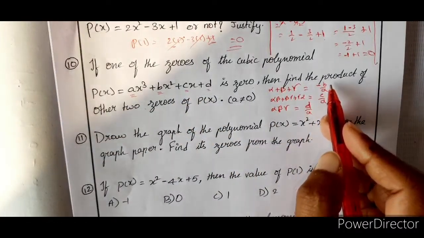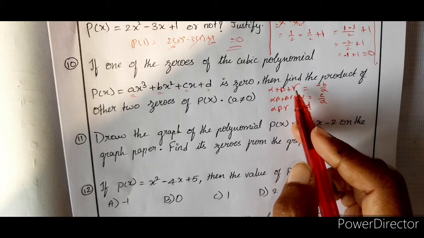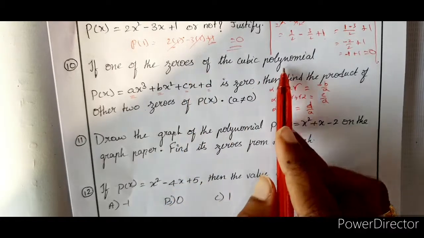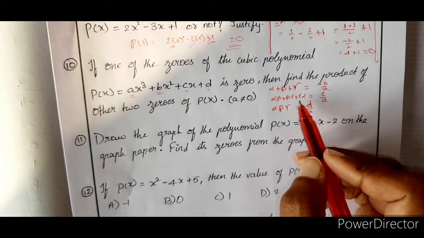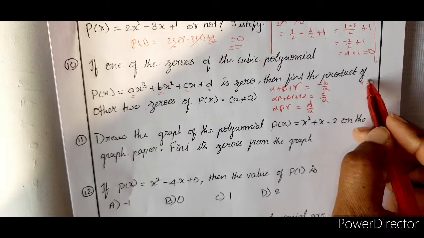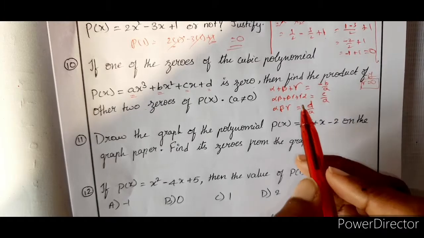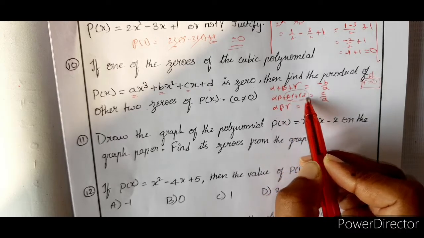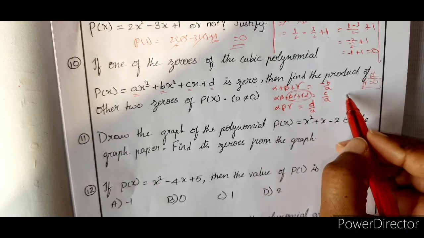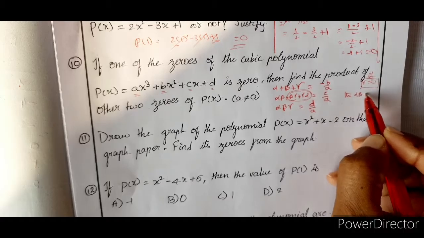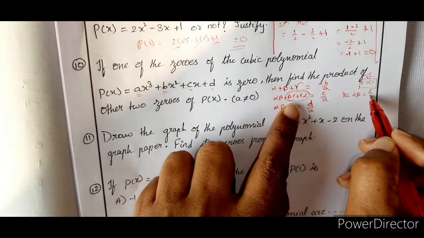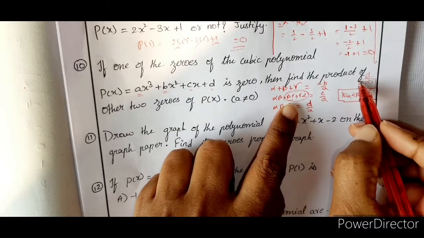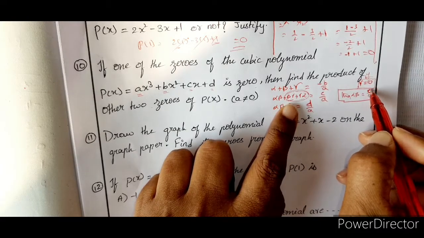Here what is given? One of the roots is 0 already, right? So one of the zeros of the cubic polynomial is 0. Suppose we imagine gamma to be equal to 0. If gamma is 0, then beta gamma plus gamma alpha will become 0. Then alpha into beta is equal to c by a, because we have taken gamma to be equal to 0.